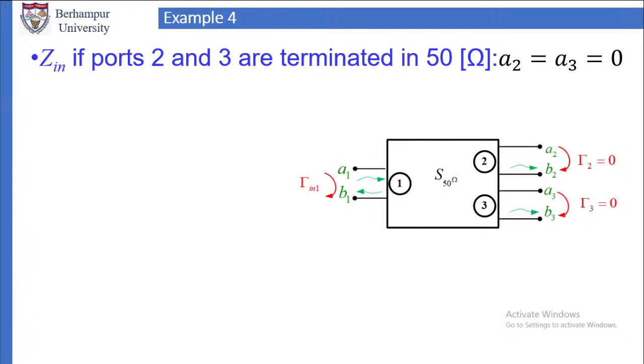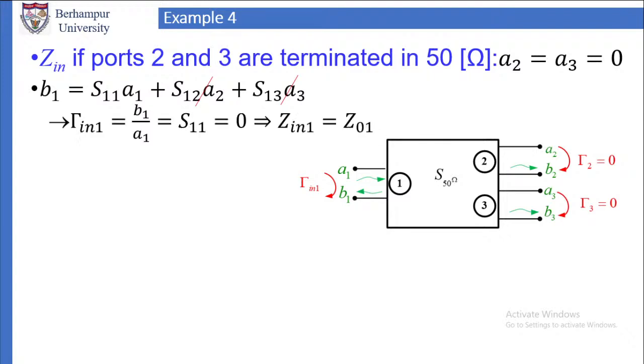So there is no reflection. If you look at the figure, it shows that there is no reflection. Gamma 2 is equal to 0, gamma 3 is equal to 0, which means A2 and A3 are 0. Zin, if 2 and 3 are terminated in 50 ohm, is a perfectly matched condition, so A2, A3 are both 0. Now you have to find out what gamma in is. In this condition, B1 is equal to S11 A1 plus S12 A2 plus S13 A3. A2 is equal to 0, A3 is equal to 0.